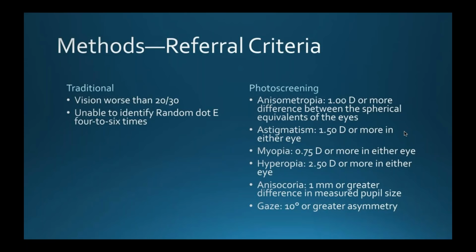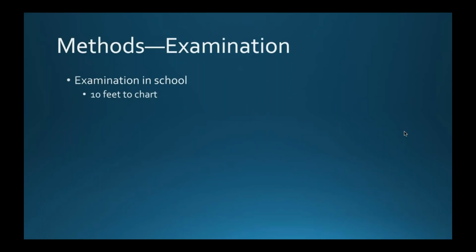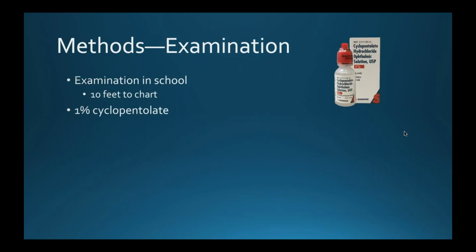And so if a child was referred by either one of these methods, then we gave them the opportunity to have a complete eye examination. We repeated the vision 10 feet away from the chart, and we gave them an eye drop. The eye drop, you may be familiar when you go to the eye doctor.